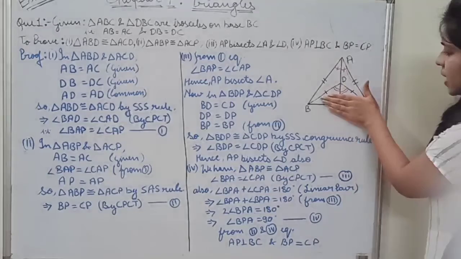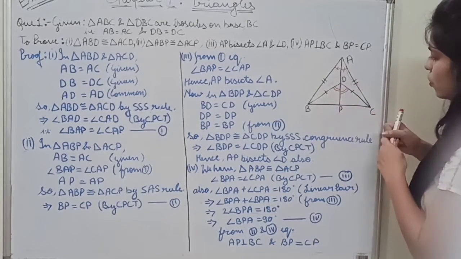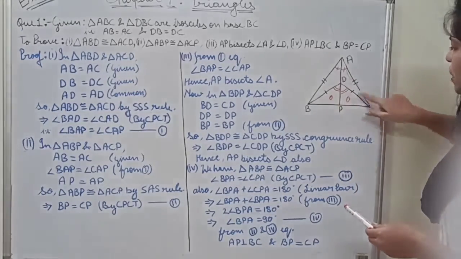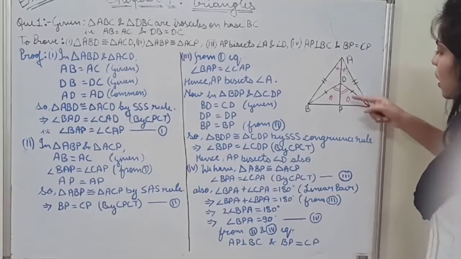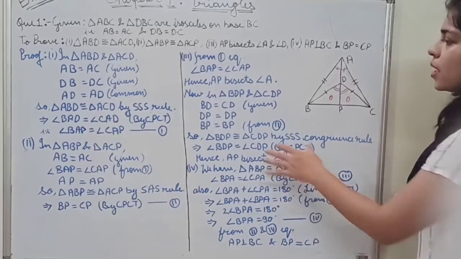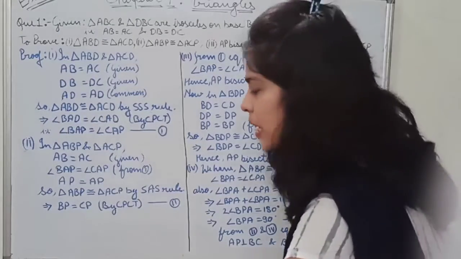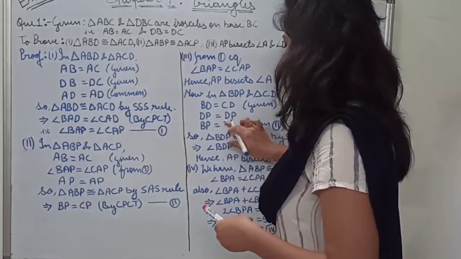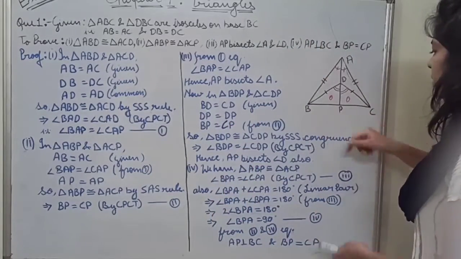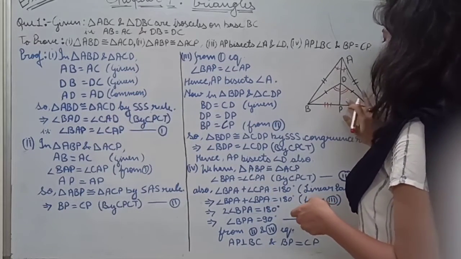Now see in these two triangles, triangle BDP and triangle CDP. Okay, this triangle and this triangle. See, BD is equal to CD. Already we have been given that. Okay, DP is the common side. And BP is equal to CP. This we have proved in the second equation.